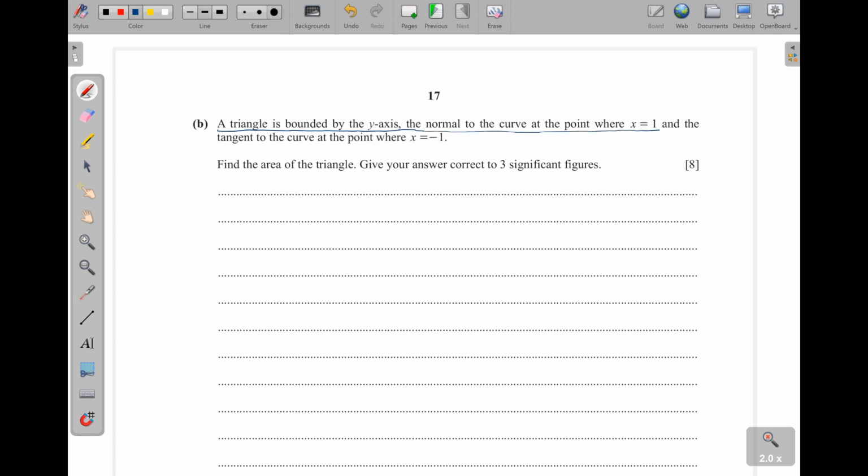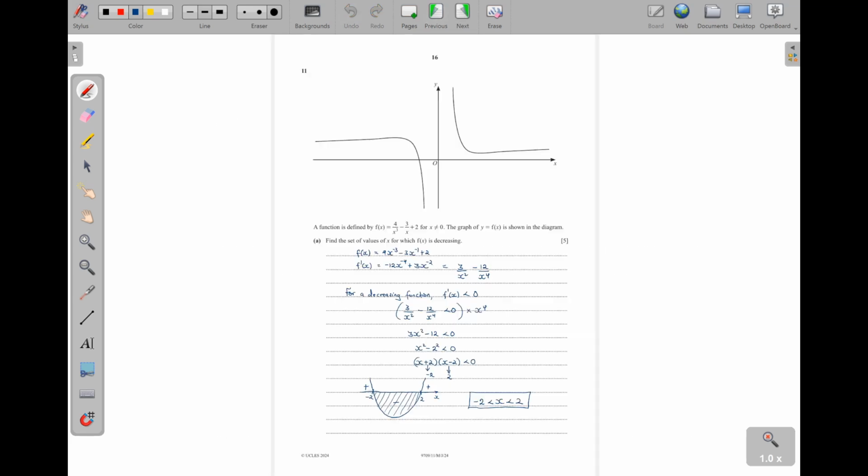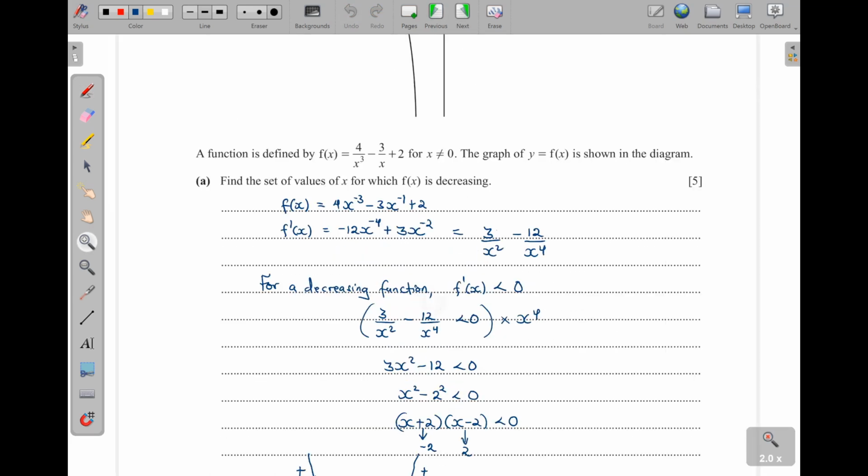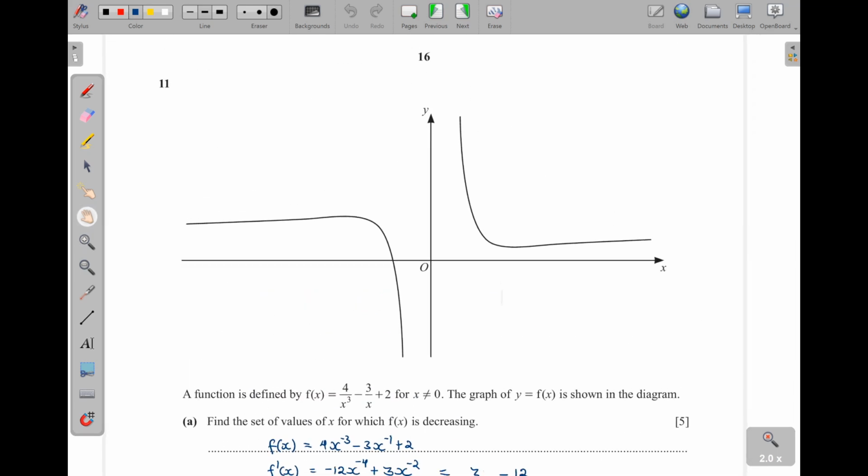Part B: a triangle is bounded by the y-axis, the normal to the curve at the point where x is equal to 1, and the tangent to the curve at the point where x is equal to negative 1. Find the area of the triangle. Give your answer correct to 3 significant figures.